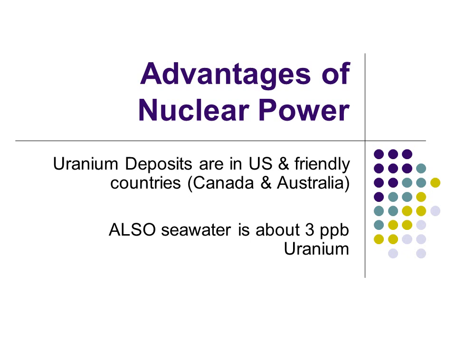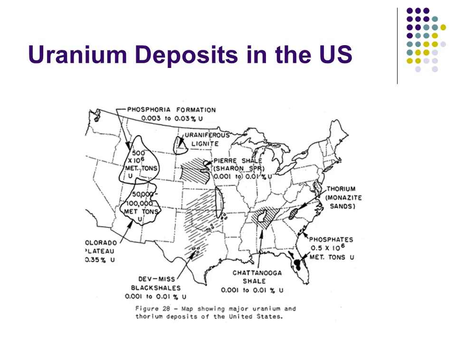Another advantage, a political and economic advantage, is that there are uranium deposits in the U.S. and our allies. Also, seawater contains about 3 parts per billion uranium, so potentially, though it's not economically viable right now, we could get uranium from the seawater. So we're not dependent on foreign countries that don't like us very much for this fuel source.